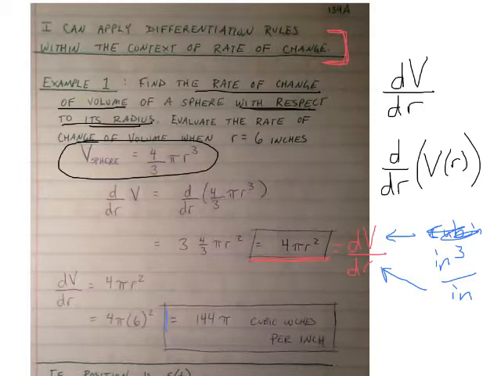So roughly translated, what this means is that when we have a sphere with a radius of 6, if we were to add another inch to it, we would approximately be adding 144 pi cubic inches in volume. Now that's kind of your instantaneous rate right at 6. That'll change, of course, as our radius grows.